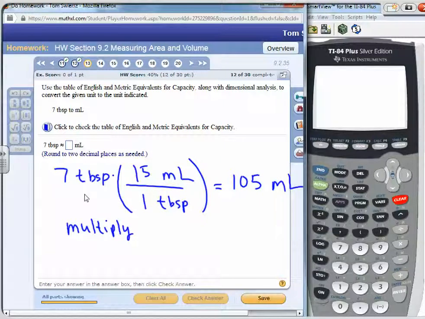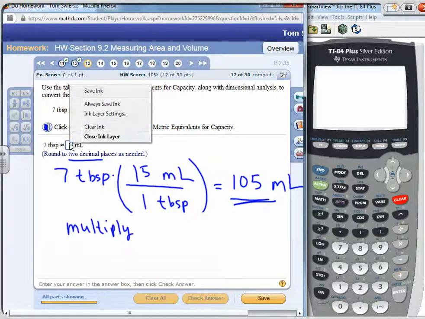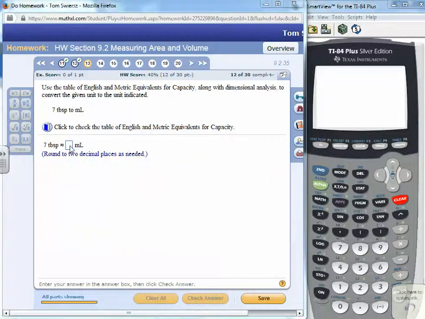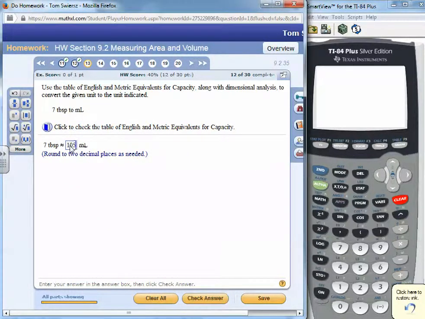Okay, so you can do it on your calculator. Again, 2 decimal places, we can ignore that because we got a whole number. You can just put in a whole number, but if you get a decimal, you've got to do 2 decimals. My problem was just a whole number, so we just put in 105, and that will be fine. It'll mark it correct.